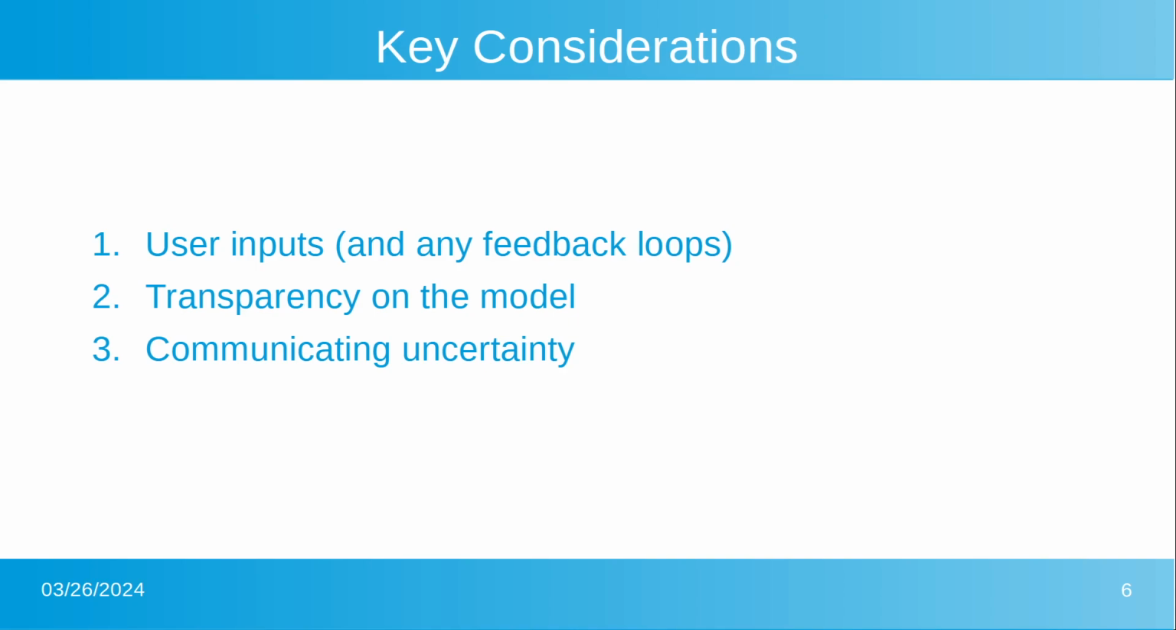Communicating uncertainty. The system should communicate the uncertainty associated with its recommendations, particularly when dealing with complex environmental factors or conflicting goals. This could involve displaying confidence levels for recommendations and offering multiple options for the user to consider.